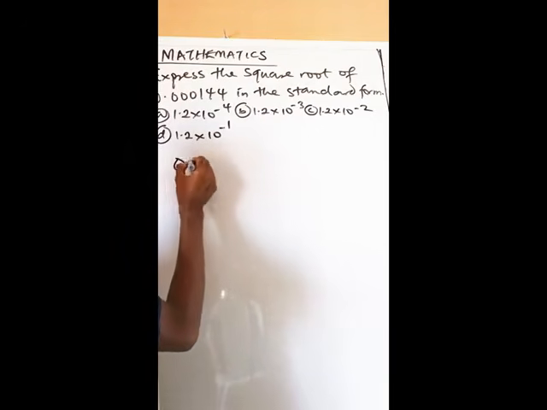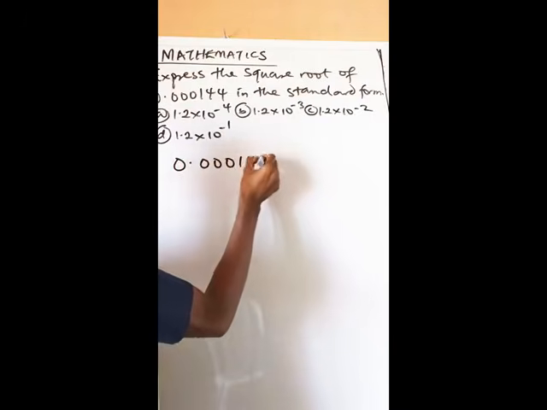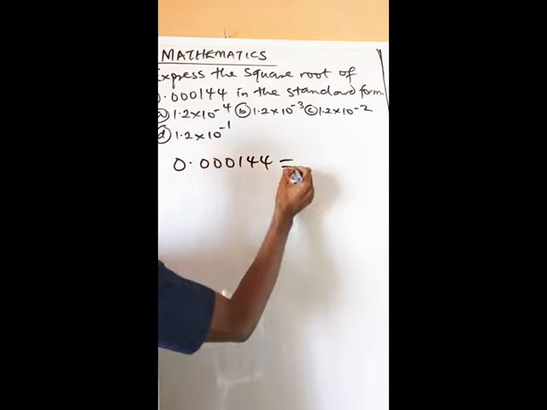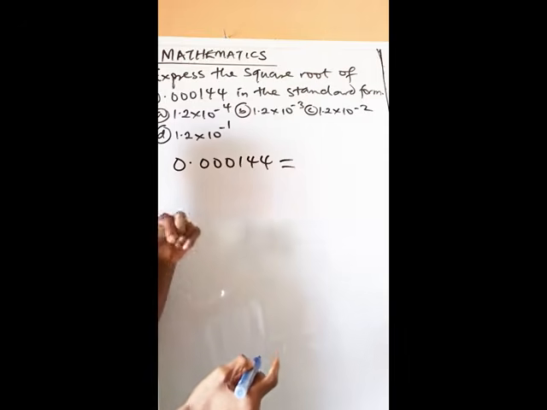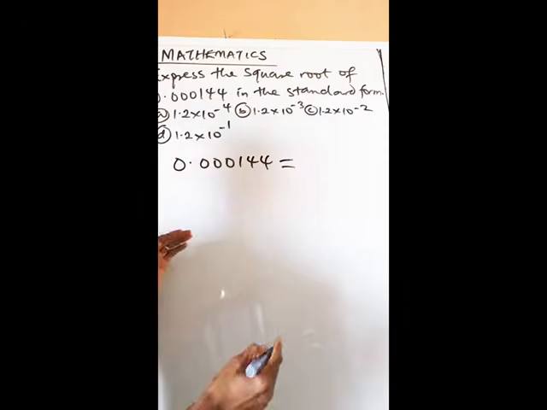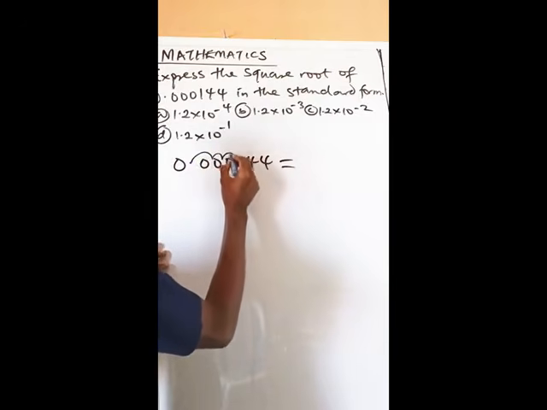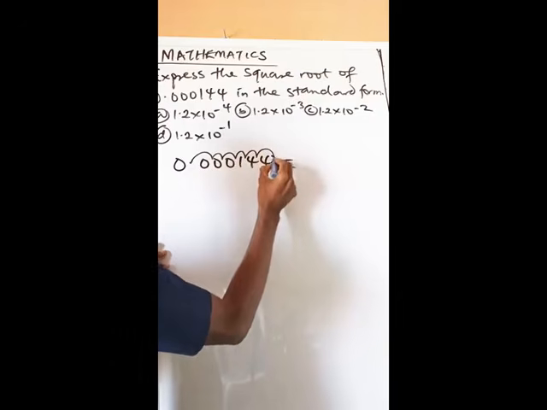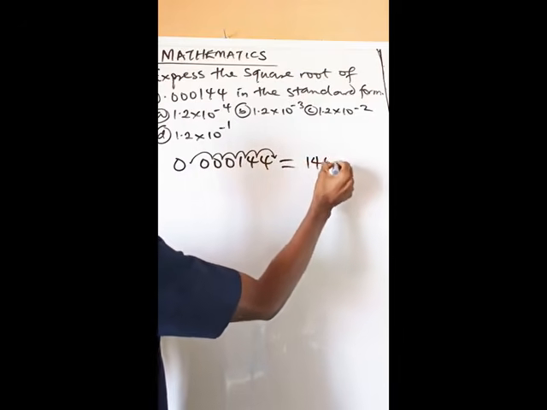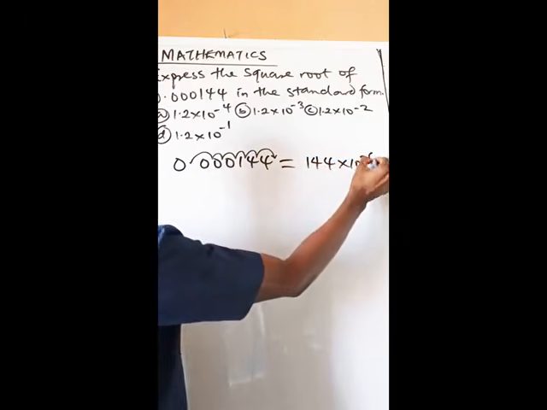So the number is 0.000144. If I'm going to convert this to standard form, that will be easy for me to find the square root. I'm going to do this. I'll move the decimal 1, 2, 3, 4, 5, 6. That's going to be 144 times 10 raised to the power minus 6.